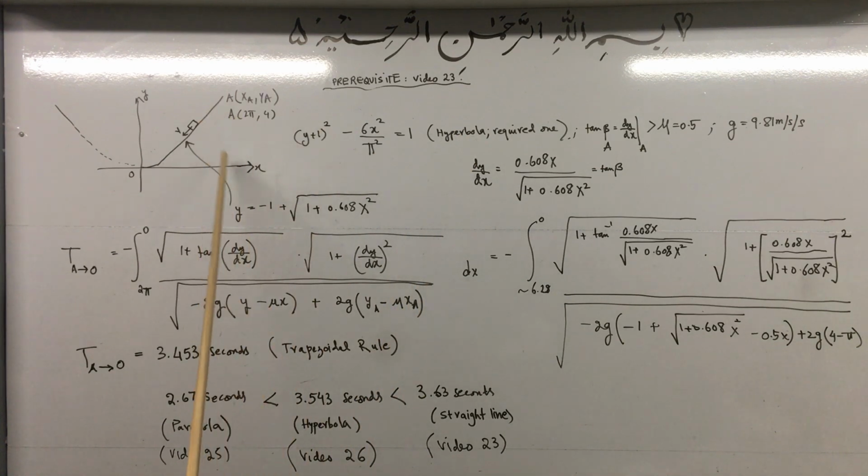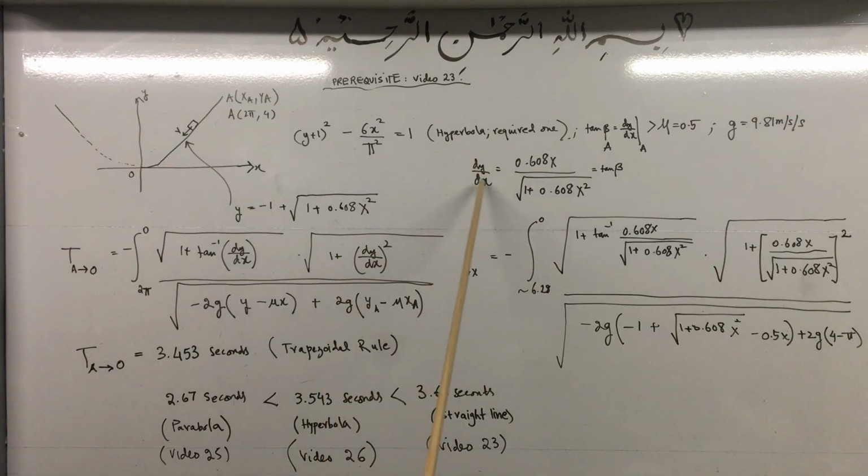Okay, so this curve is the hyperbola (y plus 1) whole square minus 6x square over pi square is equal to 1. The top branch of the hyperbola is given by this. The second branch, the one with the negative sign here, is downward, and we are not concerned about it, so we are not going to consider that. We take this branch of the hyperbola, and when we solve this with the plus sign, we get minus 1 plus the square root.